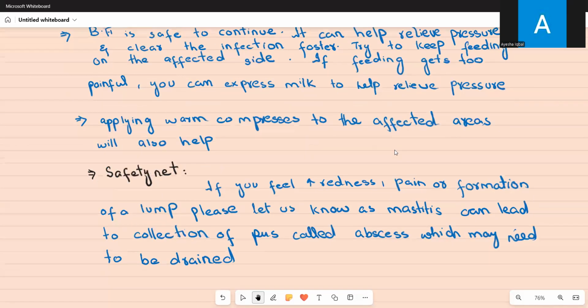And then you will need to safety net this patient about the development of breast abscess. So you need to tell the patient that if you feel that the redness and the pain is increasing or there is formation of a lump, please let us know, as mastitis can lead to the collection of pus in the breast, and this is known as abscess, and this might need to be drained if it develops. Okay, so this was all about mastitis.